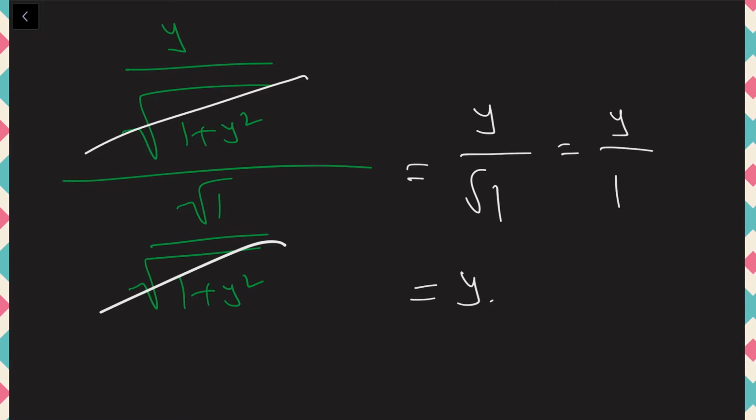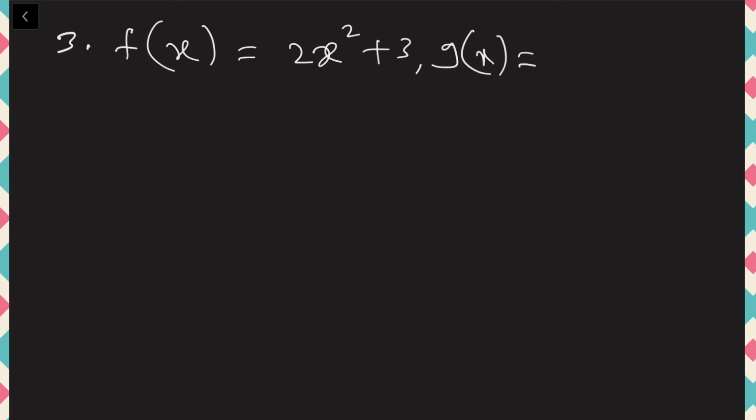Now let us move to question number 3. In question number 3, f of x is given as 2x square plus 3. f of x is equals to 2x square plus 3. g of x is equals to 3x minus 2. In this again, 4 sub questions are there.